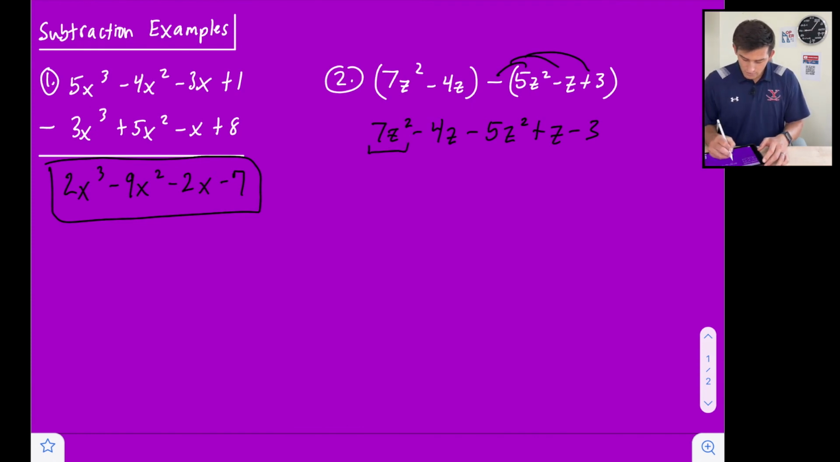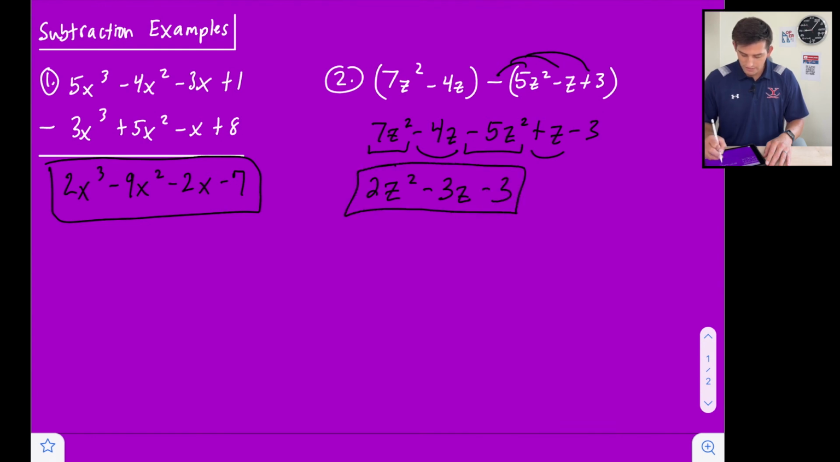Now we have 7z squared minus 5z squared, so that's a 2z squared. We have negative 4z plus z, so that'd be minus 3z. Then we only have one constant term, which is negative 3. So our final polynomial would be 2z squared minus 3z minus 3. And that is how you can add and subtract polynomials.